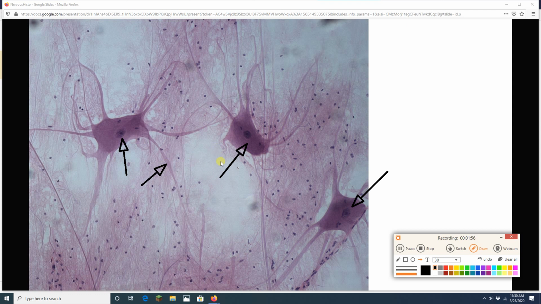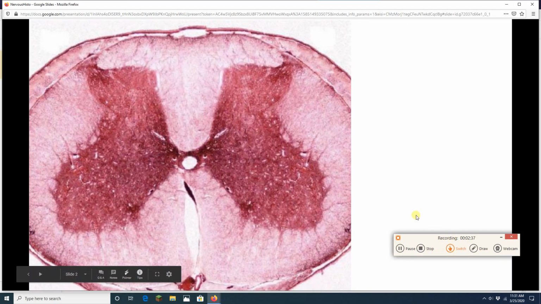Now, what else do I see in this picture besides these three multipolar motor neurons? I see lots of glial cells. That is a glial cell right there. Of course, remember, glial cells are going to perform support functions for neurons. And you may have learned about a variety of them in your lecture. Okay, on that note, we are done with this ventral horn histology. So what we are going to do right now is move on and do some spinal cord histology.